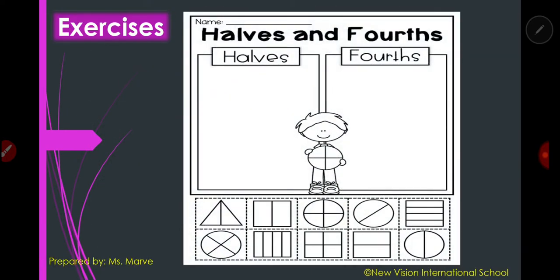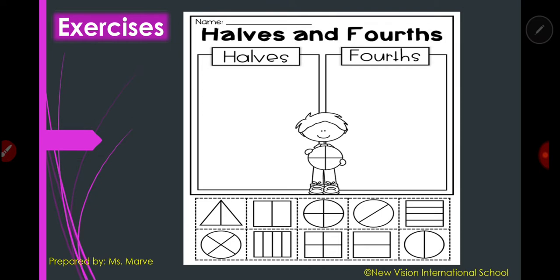Okay, here I want you to take a picture of this and then cut the shapes and then glue them below the halves or the fourths or quarters. Okay, you will decide if that shape is divided equally by halves or fourths. So you will glue it here and then send it to our WhatsApp.